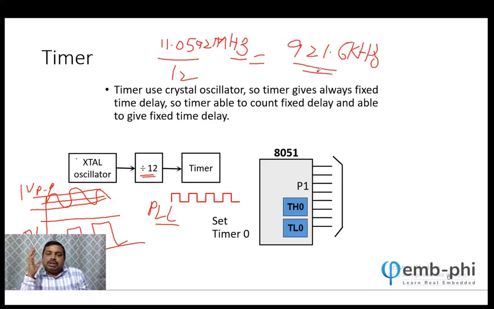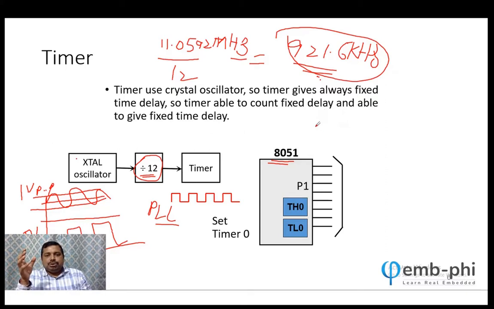This much crystal frequency is coming. This much frequency is coming, under which this microcontroller is working. Why this divide by 12? That is their internal design. So internally they are dividing by 12 and then they are getting this frequency. This is the frequency at which this microcontroller is working in our M5 board.